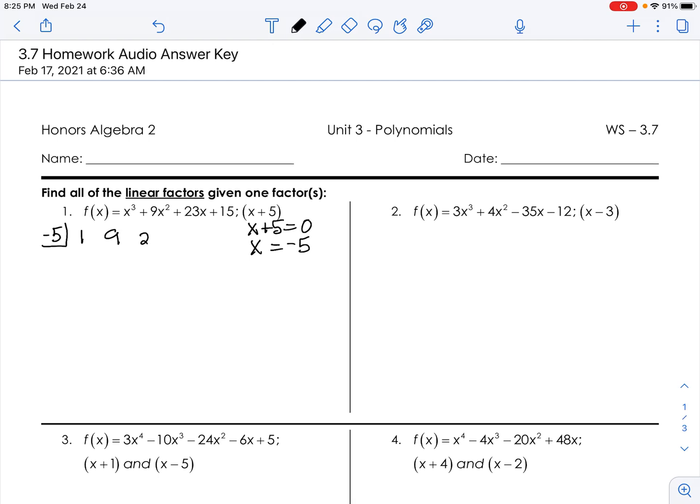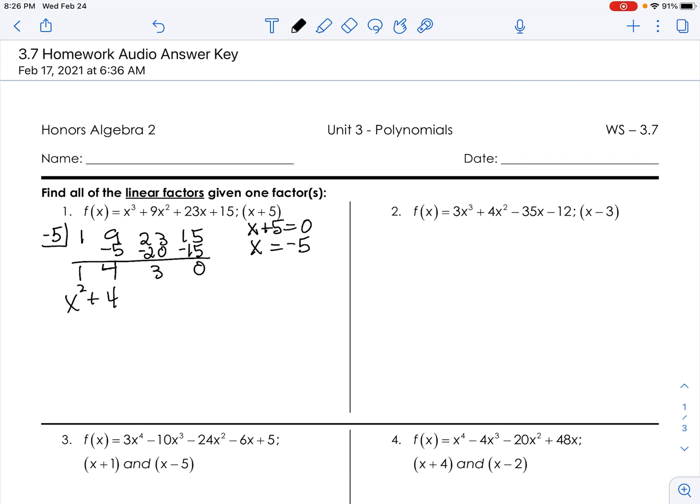And I'm going to use 1, 9, 23, and 15 in my synthetic division. Those are the coefficients of that polynomial. Bring down the 1. 1 times negative 5, negative 5. Positive 4. 4 times negative 5, negative 20. Positive 3. 3 times negative 5, negative 15, 0. You should get 0 because we know negative 5 is a 0.